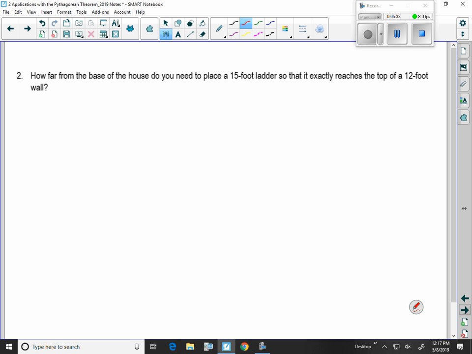Okay? So the wall is 12 feet here. Where's my ladder? Show me with your arm. Yeah, slanted, right? Think about a ladder. A ladder slants just like this. And the ladder is 15 feet. So they want to know how far from the base of the house. So there's your X.